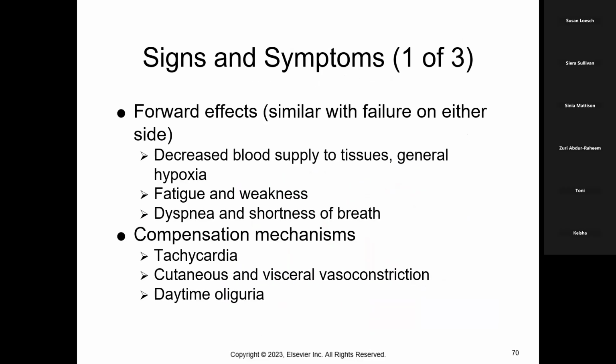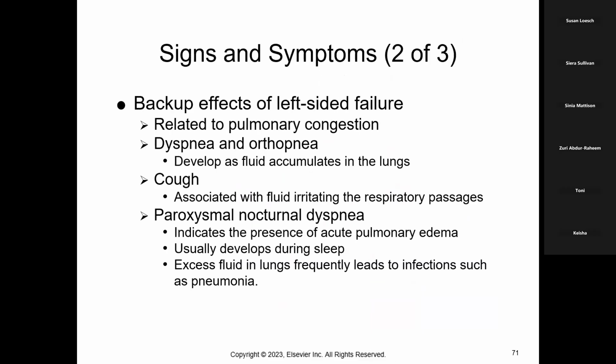All right, so with forward effects, we'll have decreased blood supply to the tissue, hypoxia, fatigue, weakness, shortness of breath, tachycardia, oliguria. With backup effects, we're going to have pulmonary congestion, orthopnea, cough, that paroxysmal nocturnal dyspnea. I would know this. This is when you wake up in the middle of the night coughing. You feel like you can't breathe. You're short of breath.